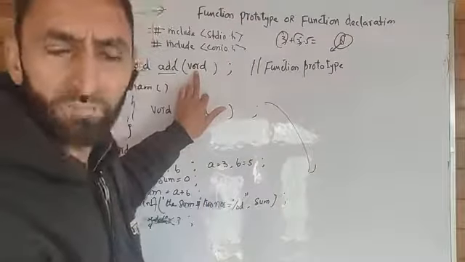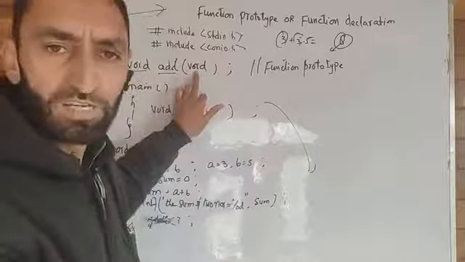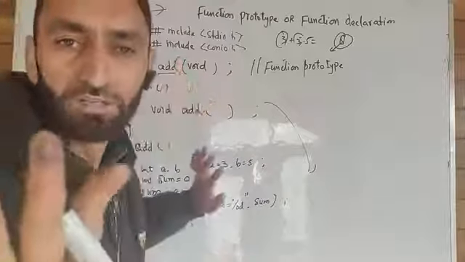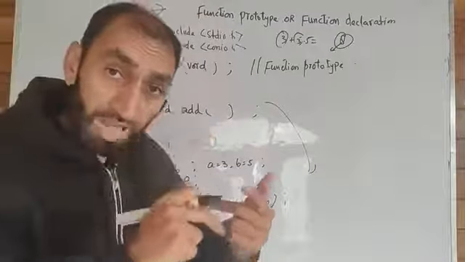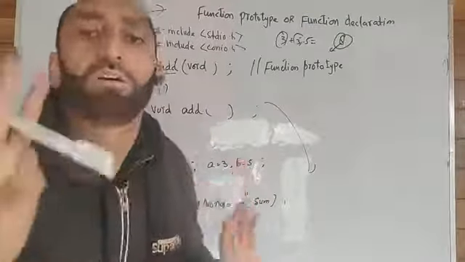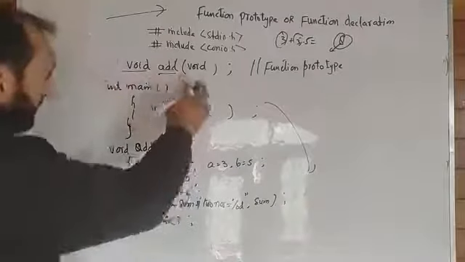When there are no arguments or parameters in a function, it is better to write void here. So I write void here. Make it a habit, in those types of functions where nothing is going to be passed, write void.